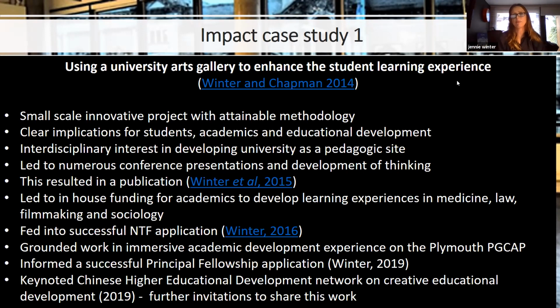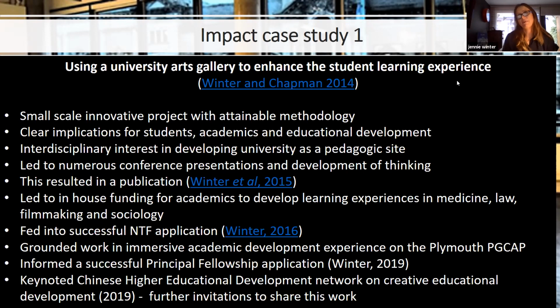And that had benefits for me because it fed into a successful NTF application, a successful PF application. And the real icing on the cake for me from that was being invited to China last year to the Chinese SEDA, to CHED, to keynote about creative opportunities and educational development there. And all of that fed back to this grant.